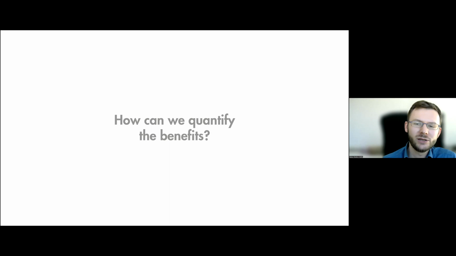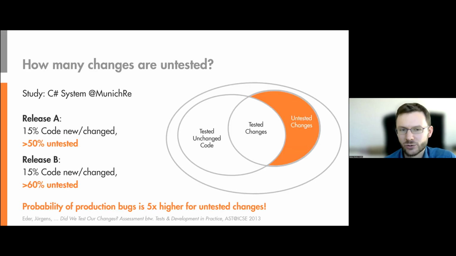Fortunately, at MunichRE, if you remember, we did this study that I showed in the beginning, which we did before they were using test gap analysis. So we had data from both before they introduced the tool and afterwards. And the comparison between the two allowed us to get to some results here. Now the key facts you need to remember from this study are that over half of the code changes remained untested, and it's 5 times more likely that a bug appears in these untested code changes, so in the test gaps, than in the rest of the system.